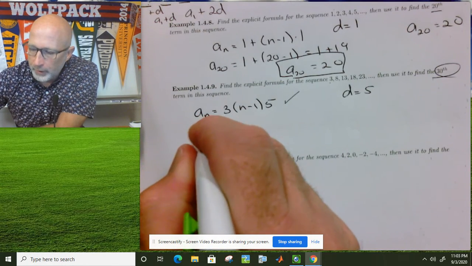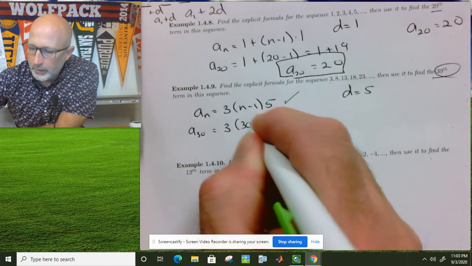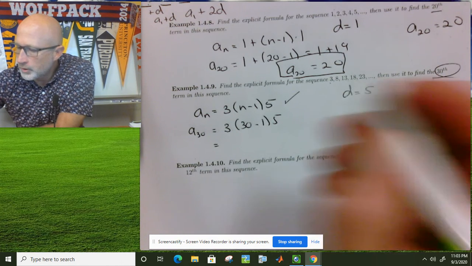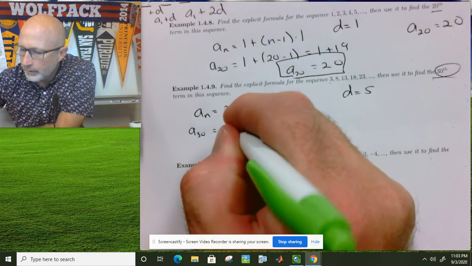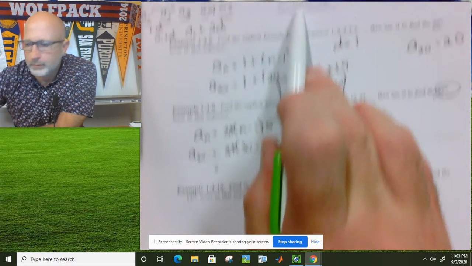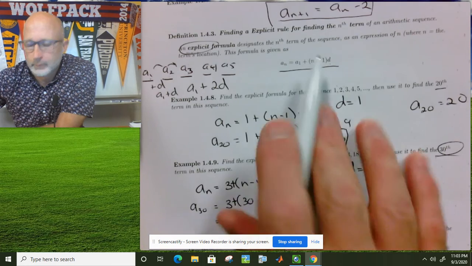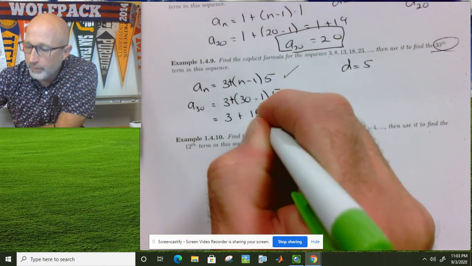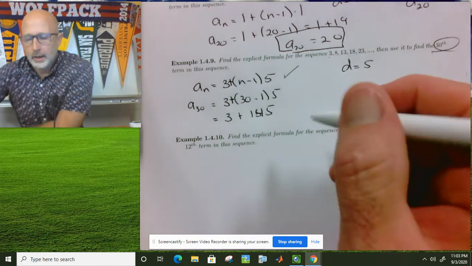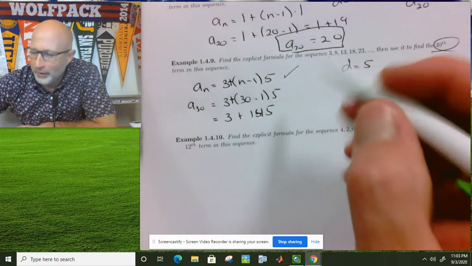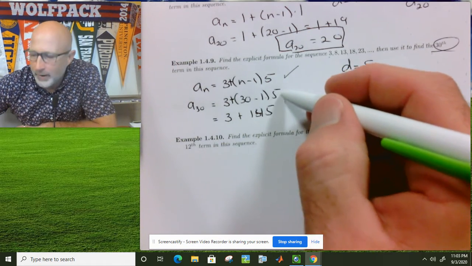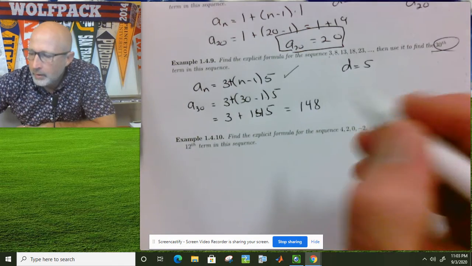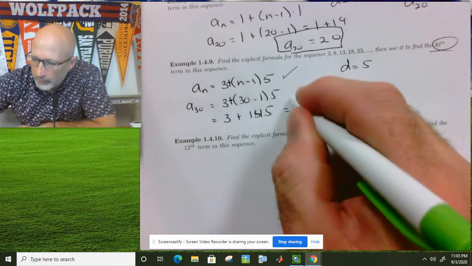So A of 30 is equal to 3 plus 30 minus 1 times 5. The formula up there should be plus. I don't know why I left that off, sorry. Coming back down here, I'm going to do 3 plus 145. I did a lot of multiplication in my head. When you reduce this, you get 29, and 29 times 5 is going to give you 145. So it turns out this is equal to 148. The 30th term in this sequence is 148.